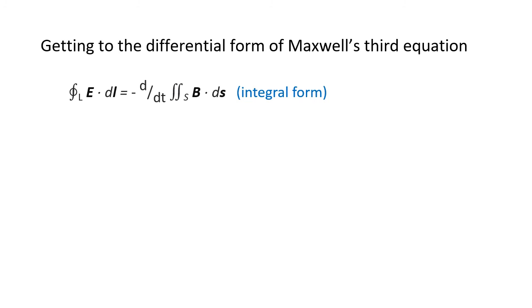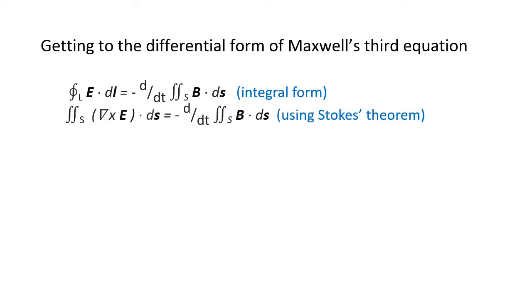Now we've covered curl and Stokes' theorem, we can go back to the differential form of the third equation. Okay, let's get to the differential form of Maxwell's third equation. If we start with the integral form, which we've seen before, we can replace the left-hand side with the integral of the curl within the surface. What we can do now is move the derivative of the magnetic field inside the integral sign.